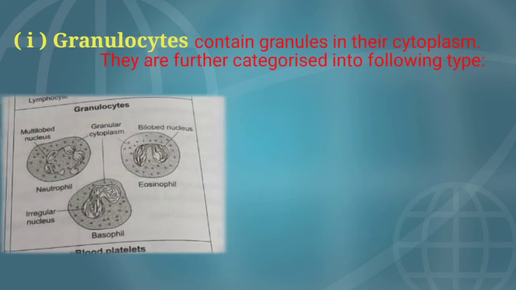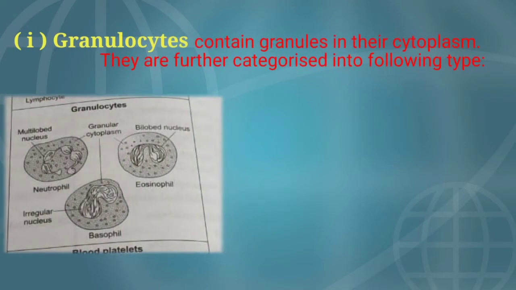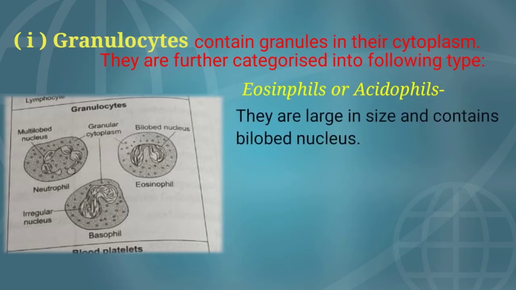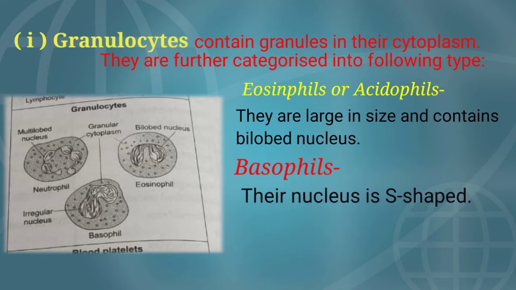They are of two types, granulocytes and agranulocytes. Granulocytes consist of granules in the cytoplasm, and these granulocytes are further divided into three types. One is eosinophil, that is also known as acidophils. Then next is the basophil, and the third one is the neutrophil.